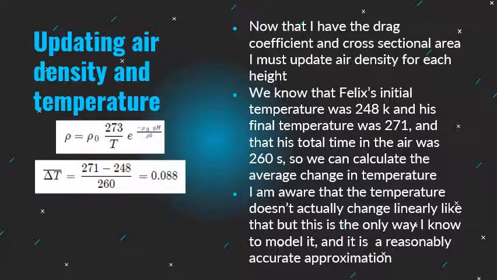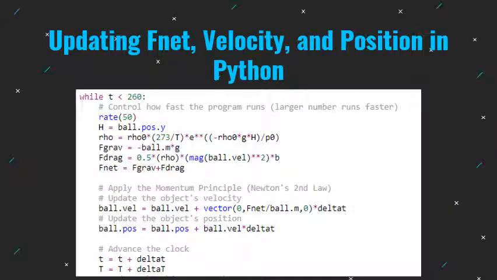And so now that we have the drag coefficient and the cross-sectional area, I need to update air density for each height. And we know that Felix's initial temperature was 248 degrees and his final was 271 degrees Kelvin, and that his total time was 260 seconds. So I can calculate the average of his change in temperature, and I'm aware that his temperature doesn't actually change linearly like that, but this is the only way I know to model it, and it is a reasonably accurate approximation. And here's how I input all of that into GlowScript.